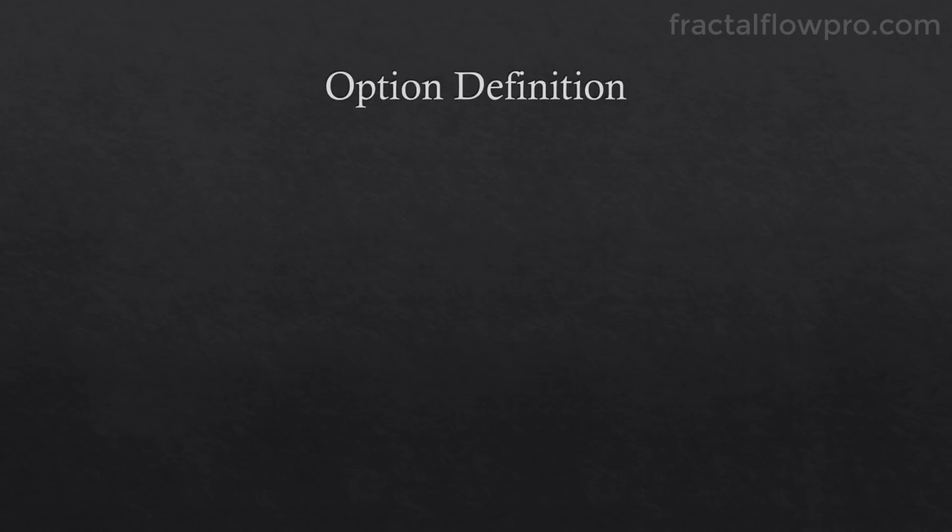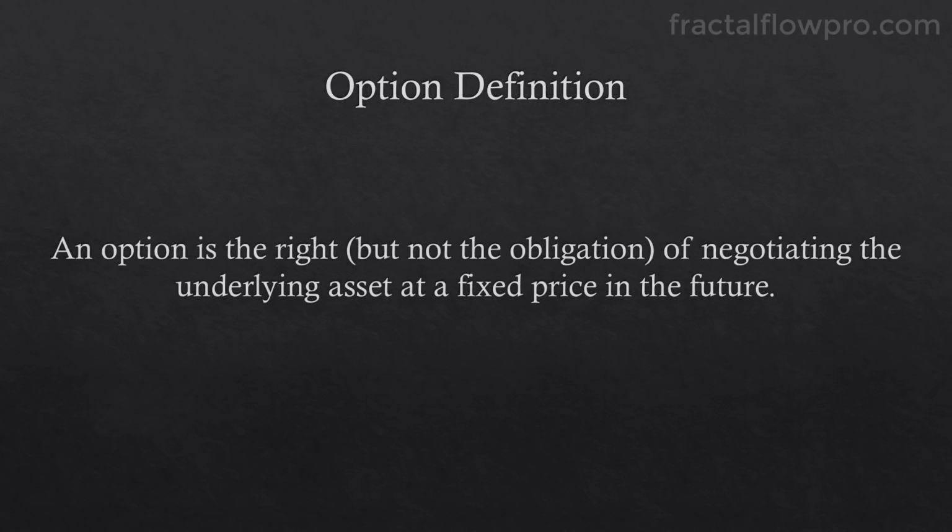Pay very close attention to this portion of the course because it is important for you to avoid being confused about the different types of market participants later on. An option is the right, but not the obligation, of negotiating the underlying asset at a fixed price in the future. We need to unpack this statement into smaller pieces to understand a few different elements of an option. Here it's easy to understand why an option receives this name. It's the right but not the obligation of negotiating the underlying asset at a fixed price in the future.